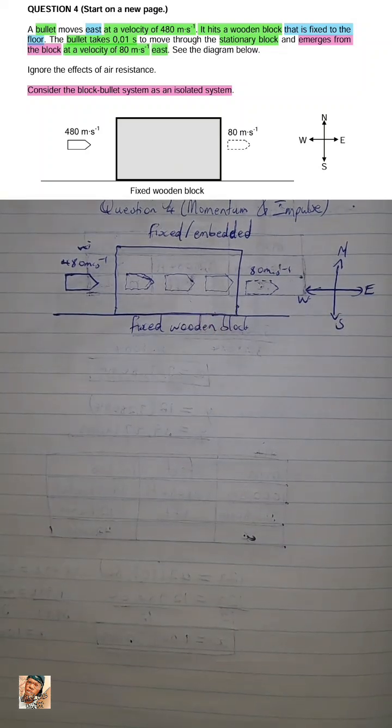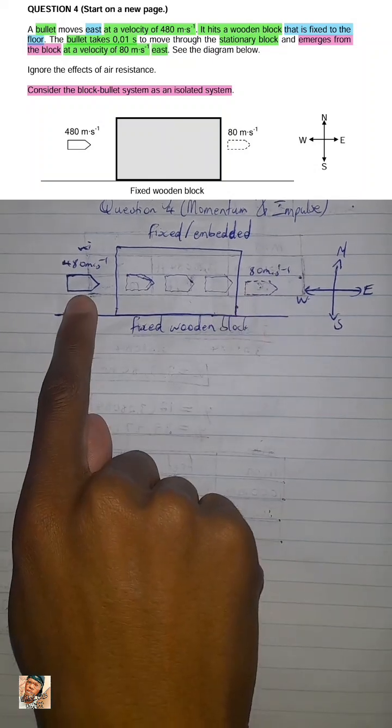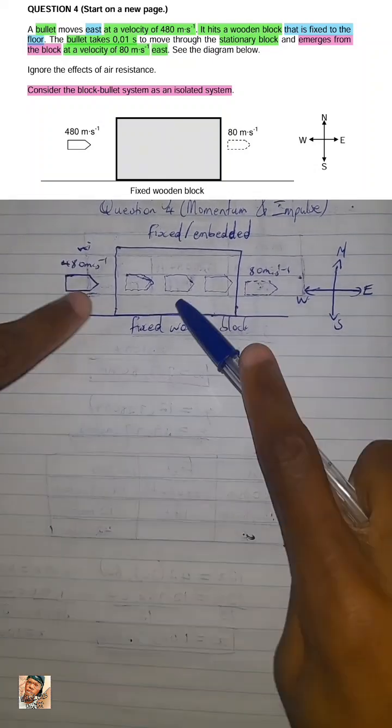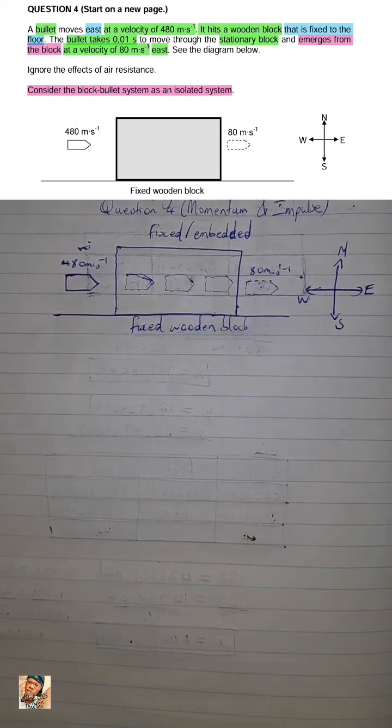It is also going to apply a force on the bullet. The force that the wooden block applies on the bullet is the one that is going to cause a decrease in the speed of the bullet. As the bullet and the block collide, the bullet is going to hit the wooden block. As they collide, they're going to share energy.